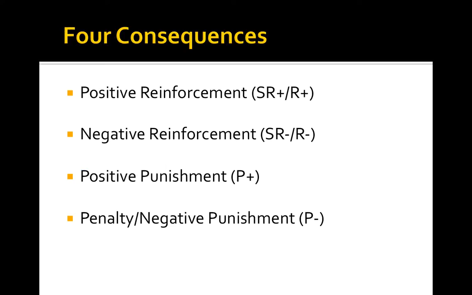We have 4 different types of consequences, and these are positive and negative reinforcement and positive and negative punishment. I'm going to break down what these mean, and I want you to think about the terms positive and negative in the way you think about math. You think about positive meaning adding and negative meaning taking away. Often in our education community, we use the terms positive to mean desirable and negative to mean undesirable. That is not what these terms mean in this case.